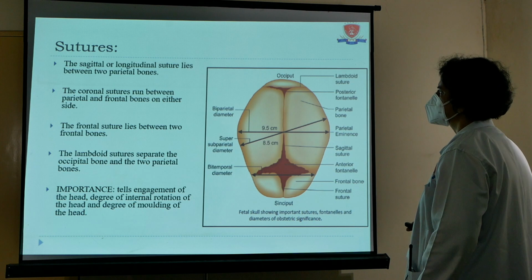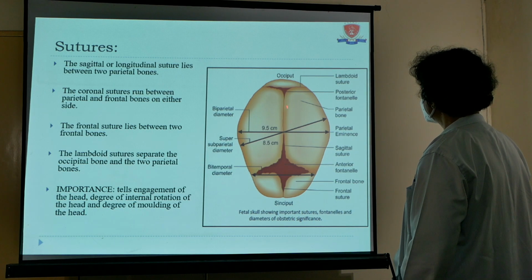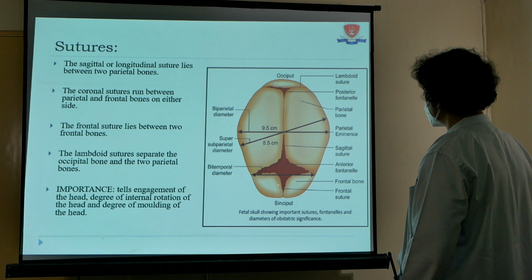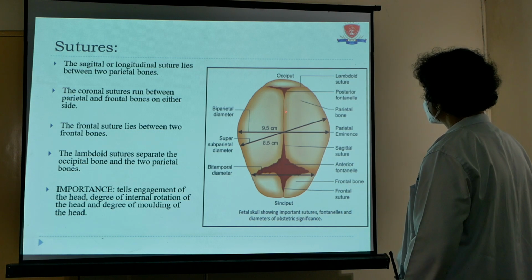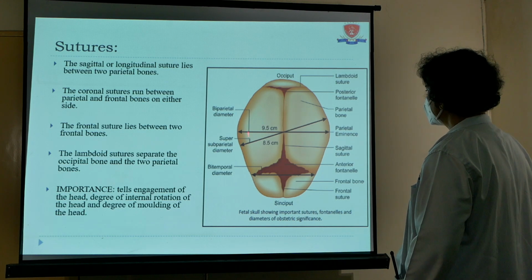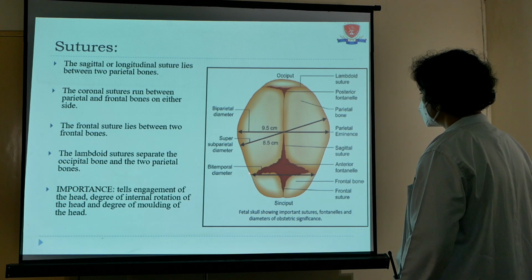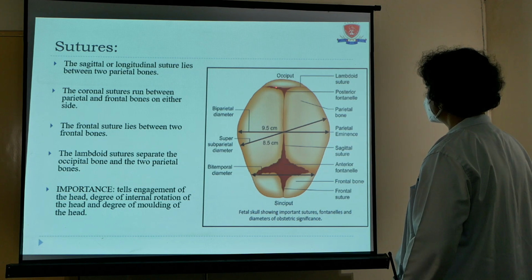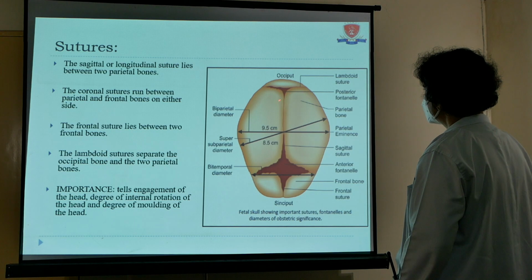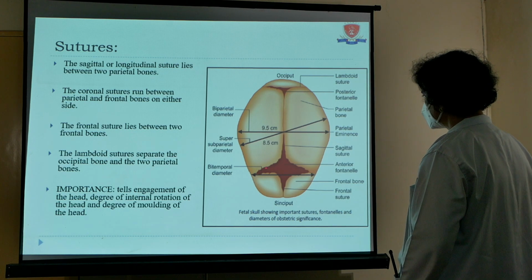So, about sutures. These are the parietal bones, this is the occipital bone, these are the frontal bones. The central suture is known as the sagittal suture, and it extends from the anterior fontanelle to the posterior fontanelle. The suture between the parietal and the frontal bone is the coronal suture on either side. Posteriorly these are the lambda and lambdoid sutures. By the joining of these two parietal and two frontal bones, a space is created.